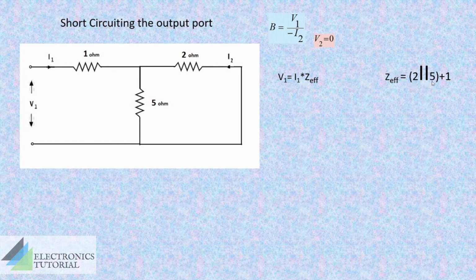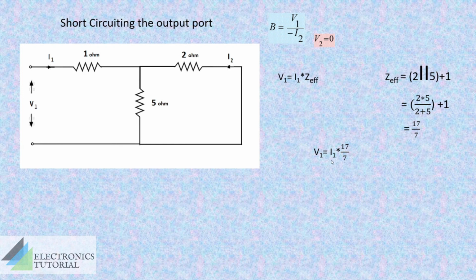The effective impedance of a parallel combination can be calculated as R1 R2 divided by R1 plus R2. 2 into 5 by 2 plus 5, plus 1. We got this from simplifying the expression 1 by R effective is equal to 1 by R1 plus 1 by R2. So by simplifying, we'll get it as 17 by 7. And we can apply this into this equation. V1 is equal to I1 into 17 by 7.